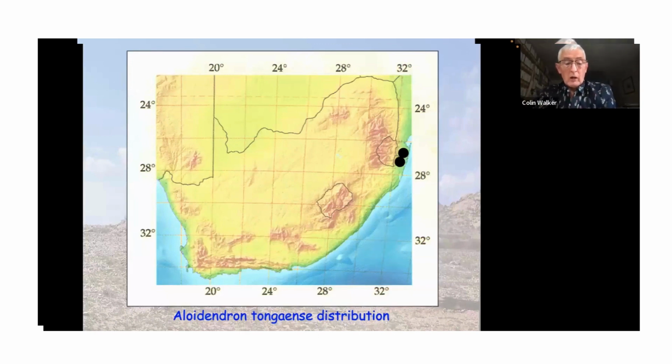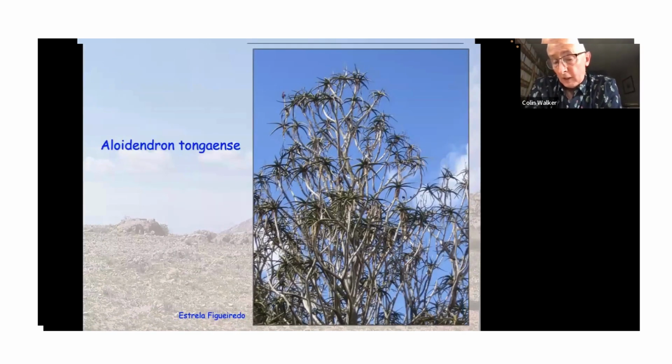Right, Aloidendron tongense. This was described by Ernst as a new species in 2011, Aloe tongensis. It has quite a limited distribution, so it occurs in South Africa and southern Mozambique. It is very similar to Aloidendron barbari, and it has been confused. Herbarium specimens are quite often labeled as Aloidendron barbari or Aloe barbarae or whatever, when they're actually this species.